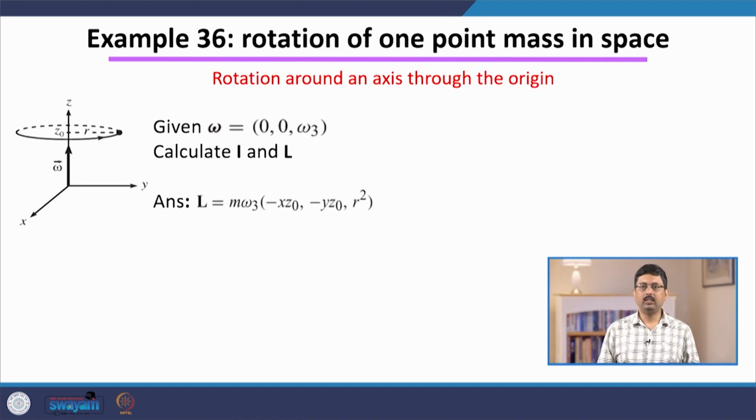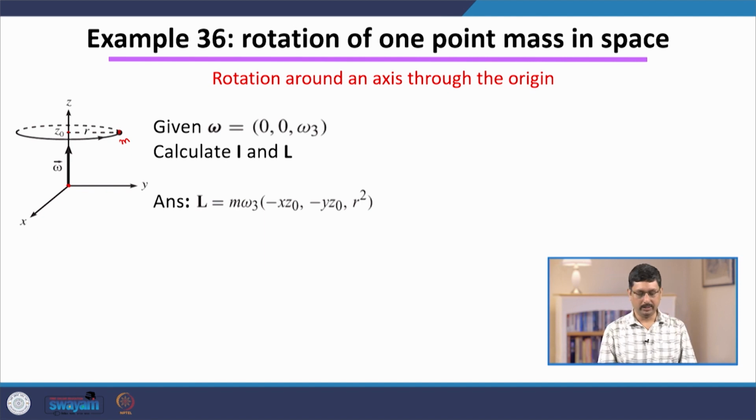Consider rotation around an axis through an origin. Let us say our origin is here and there is a point particle of mass m, a single point mass, rotating in space along this particular circle. The center of the circle is on the z axis. That is how we choose our reference frame, such that the center of the circle lies on the z axis at a height z naught from the origin, and we are free to choose the x and y axes accordingly.